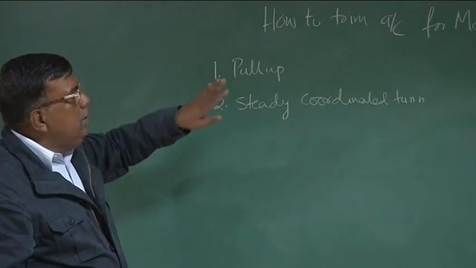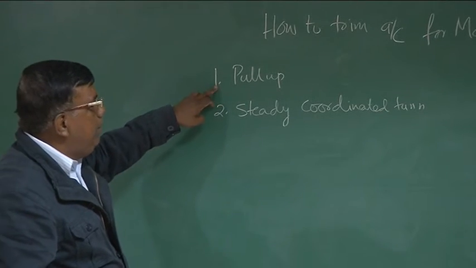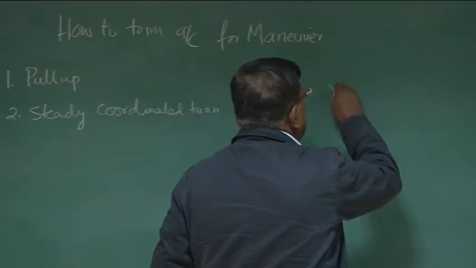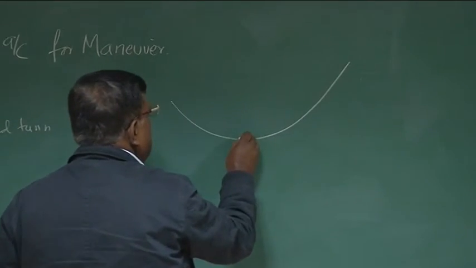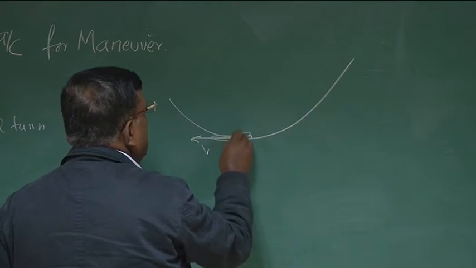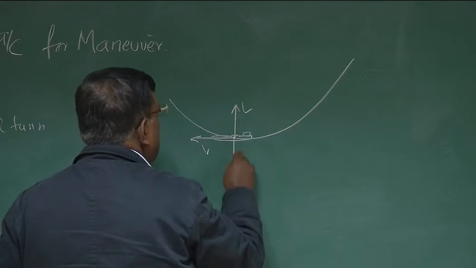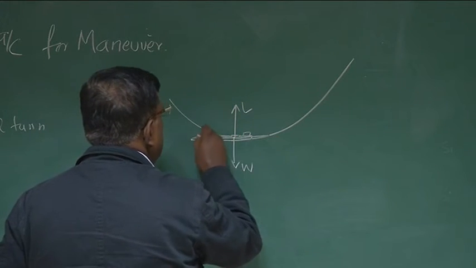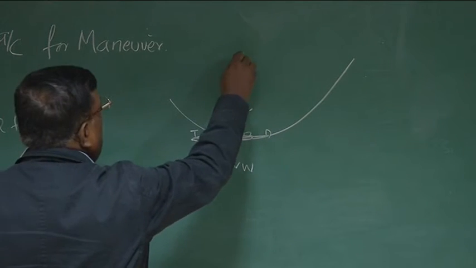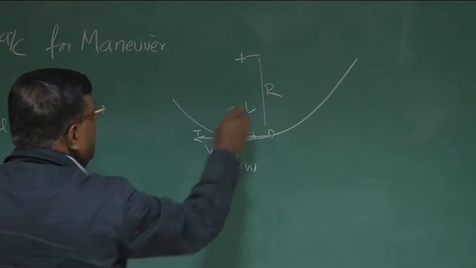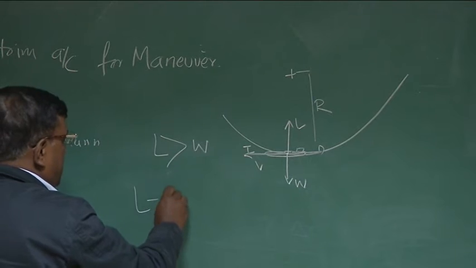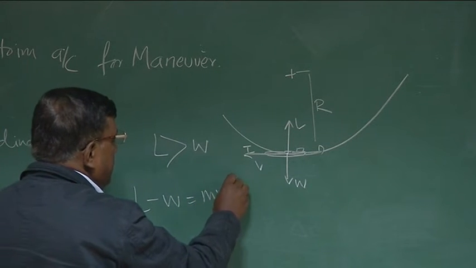We'll be discussing how to trim an aircraft for maneuver. One is pull-up and another is steady coordinated turn, right? What is a pull-up? This is the airplane. This is V. We have to generate lift, W, and this is the thrust, this is the drag. And if you want to go for this radius R, then lift has to be greater than W. So L minus W is equal to M V square upon R.